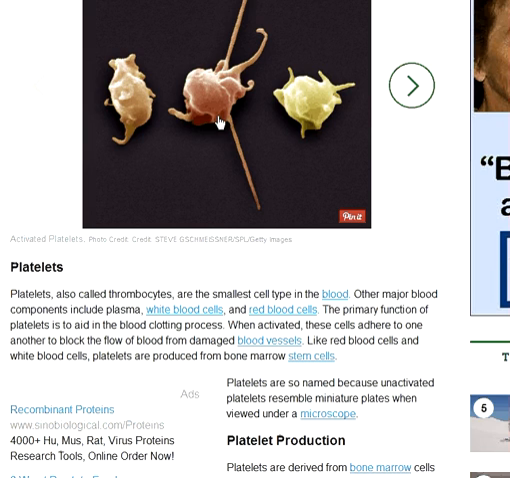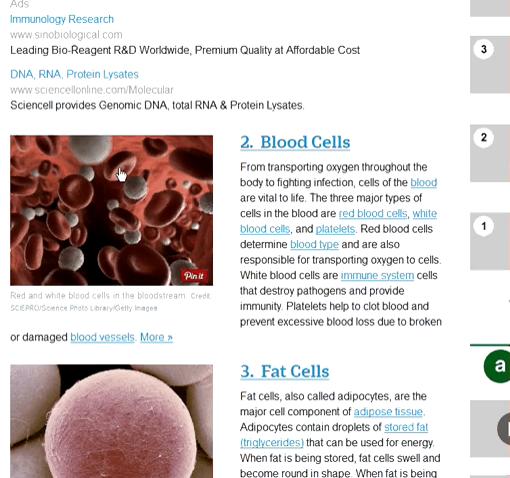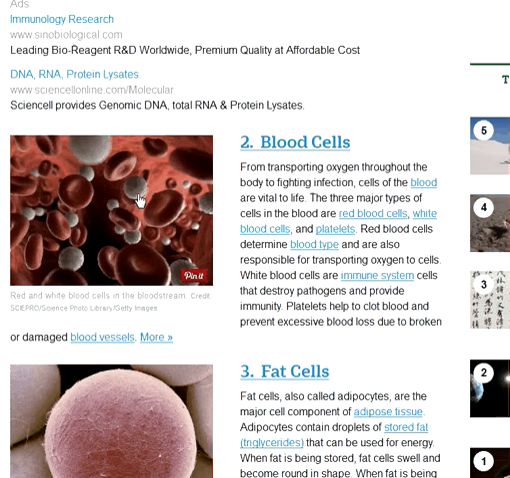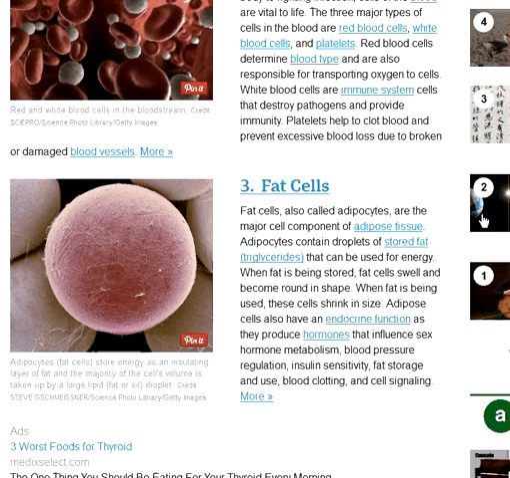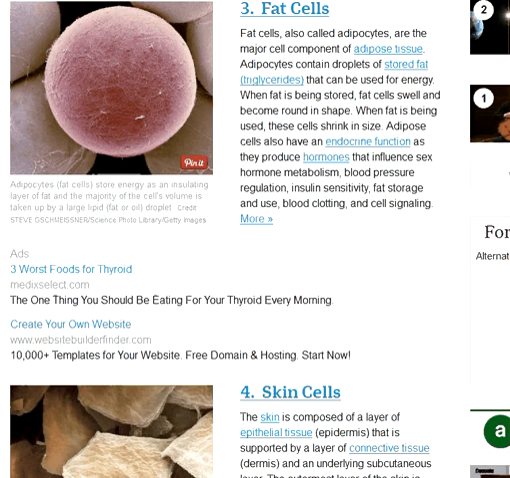And then we can go back to our original page here. So we've looked at the red blood cells, the white blood cells, the platelets. Look at this, the fat cells down here. When fat is being stored, those fat cells swell and become round in shape, and if the fat is being used, the cells shrink in size. So if you lost weight, you could still have those fat cells there. They're just not full of fat being stored. So those are a good picture of a fat cell.